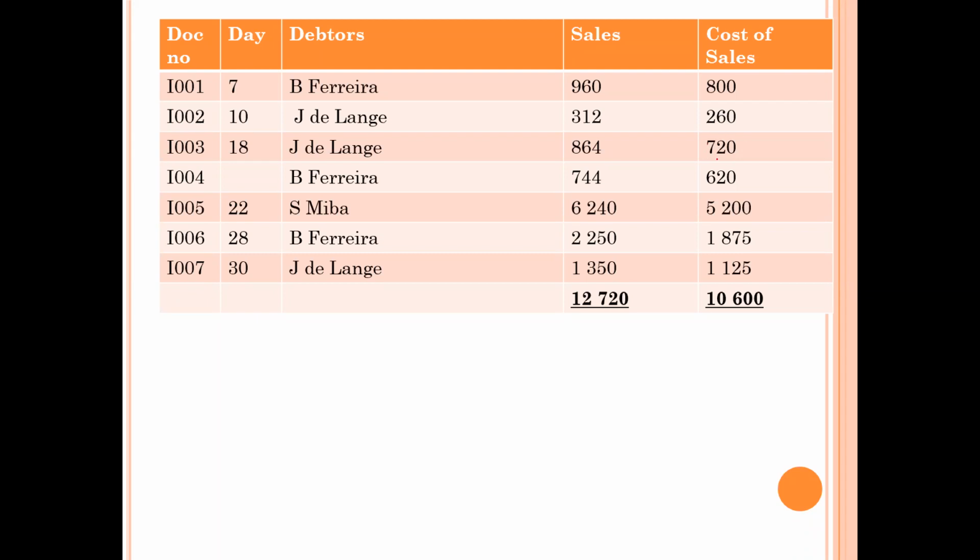rand. And then you do exactly the same with the next one, still on the 18th, for B. Ferreira. It's just the next invoice number, so it's invoice 004 for 744 rand for sales. Again, you need to go and calculate the cost of sales. How do you get the 620 rand?